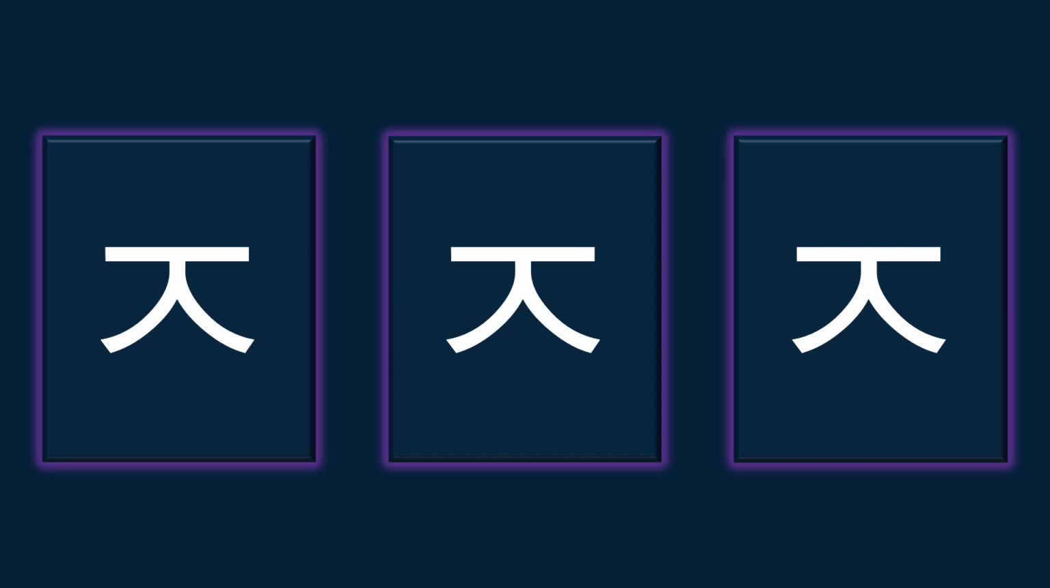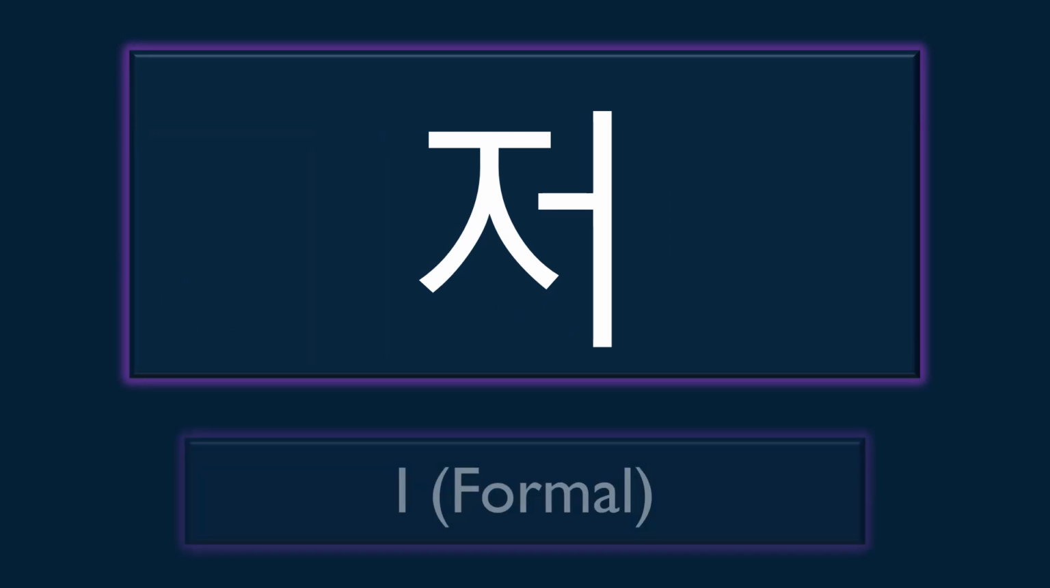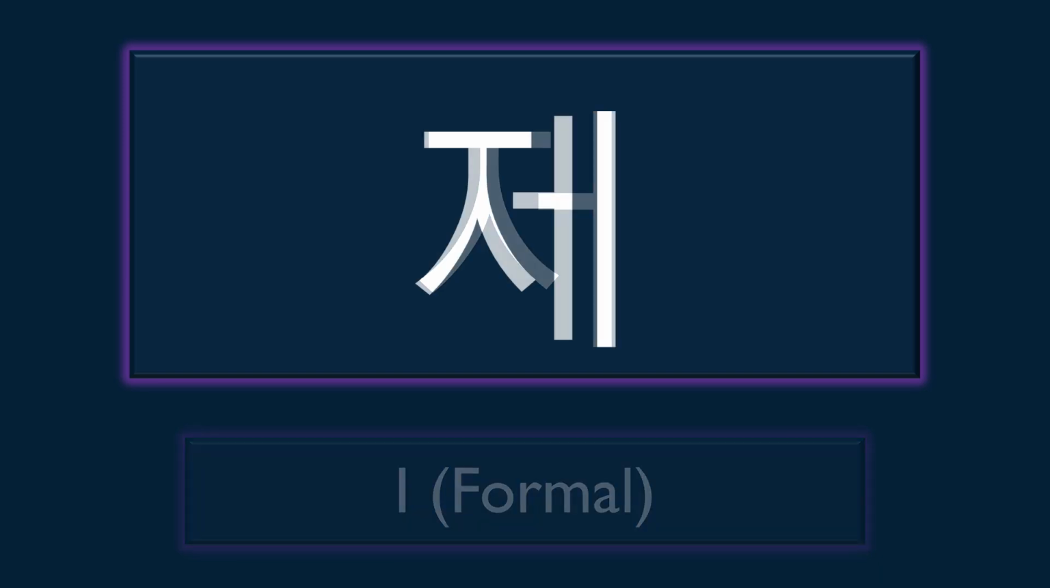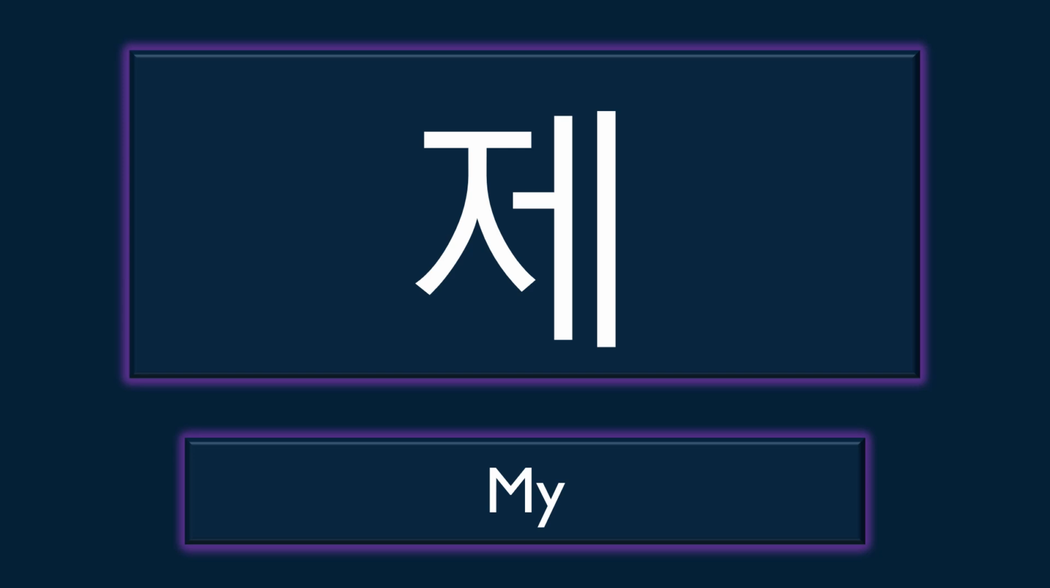Now, let's take a look at some words. This word is read as jo, which means I in a formal way. One more time. Jo, jo, jo. How about this one? This word is read as je, which means my. One more time. Je, je, je.